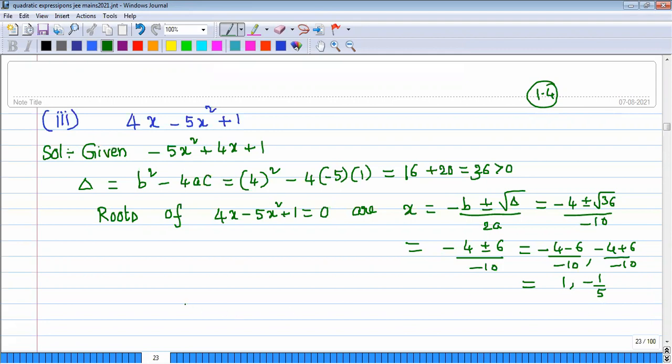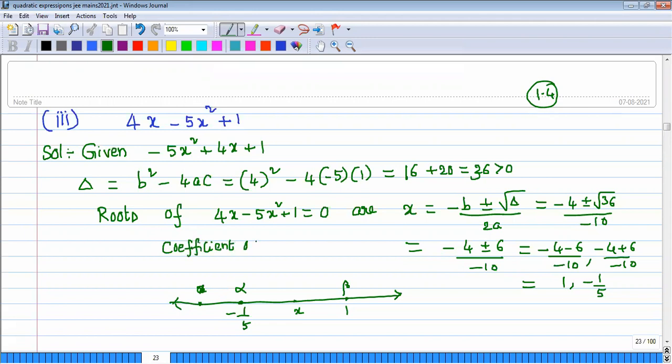If you take the number line like this, here this is minus 1 by 5. This will be alpha. This is 1. This will be beta. So now here actually two cases. For example, x is here, otherwise x lies in between here. Then we say that this coefficient of x square, you see coefficient of x square. What is the coefficient of x square here?